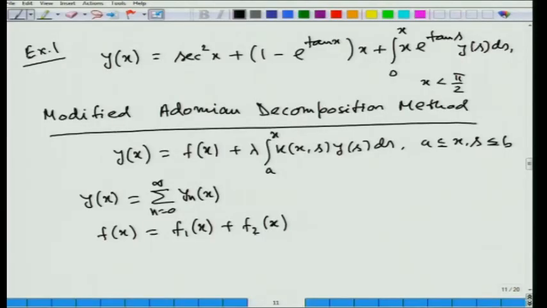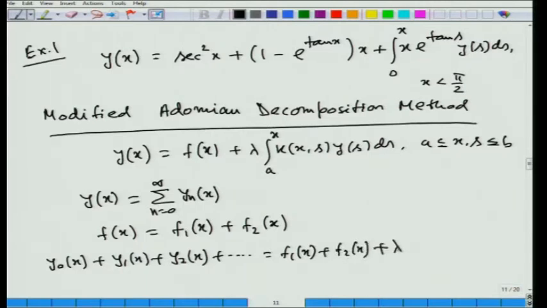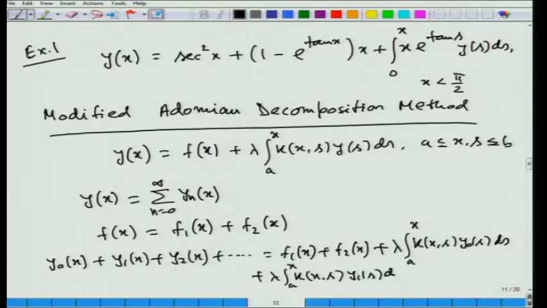So, we have to decompose f(x) into two parts as f1(x) plus f2(x), and then substitute into the expression that we described earlier. If we substitute there, we will have terms like y0(x) plus y1(x) plus y2(x) plus so on, equal to f1(x) plus f2(x) plus lambda times the integral from a to x of k(x,s) y0(s) ds plus lambda times the integral from a to x of k(x,s) y1(s) ds plus so on. Here we have to equate y0 with f1(x), then y1(x) is equal to f2(x) plus the first integral appearing on the right-hand side, and then y2(x) is equal to, as we have adopted earlier, lambda times the integral from a to x of k(x,s) y1(s) ds, and so on.